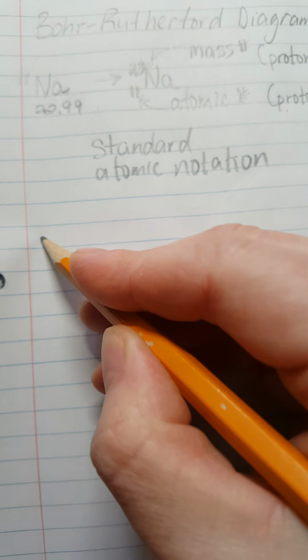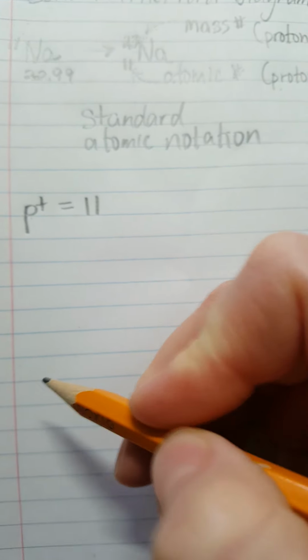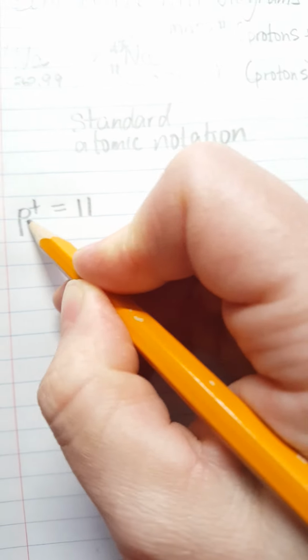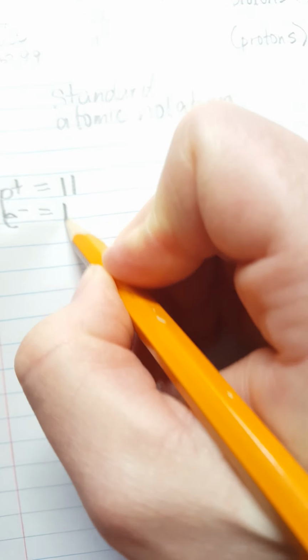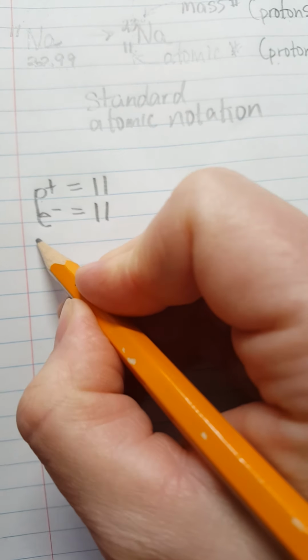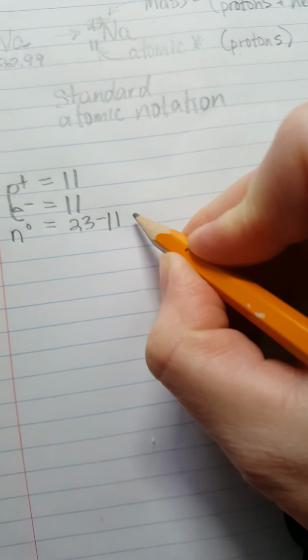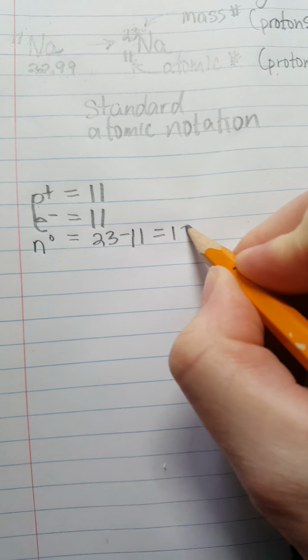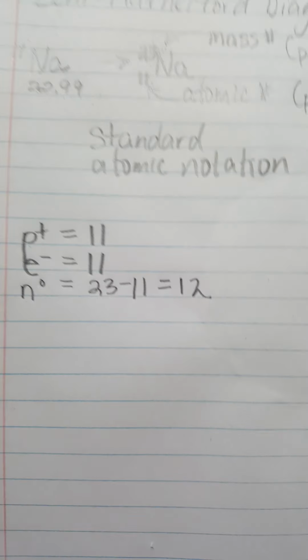So I'm going to just make a little inventory list for myself. How many protons? That's a lower p and a plus sign just to tell me protons. So we have 11 protons for sodium. Now, if there's 11 positive protons and it's a neutral atom, it must have the same number of electrons, 11 negative electrons. And in order to find out the neutrons, we just subtract 11 from 23. And that tells us that there's 12 neutrons. So now I have all of the information I need to draw my atom of sodium.